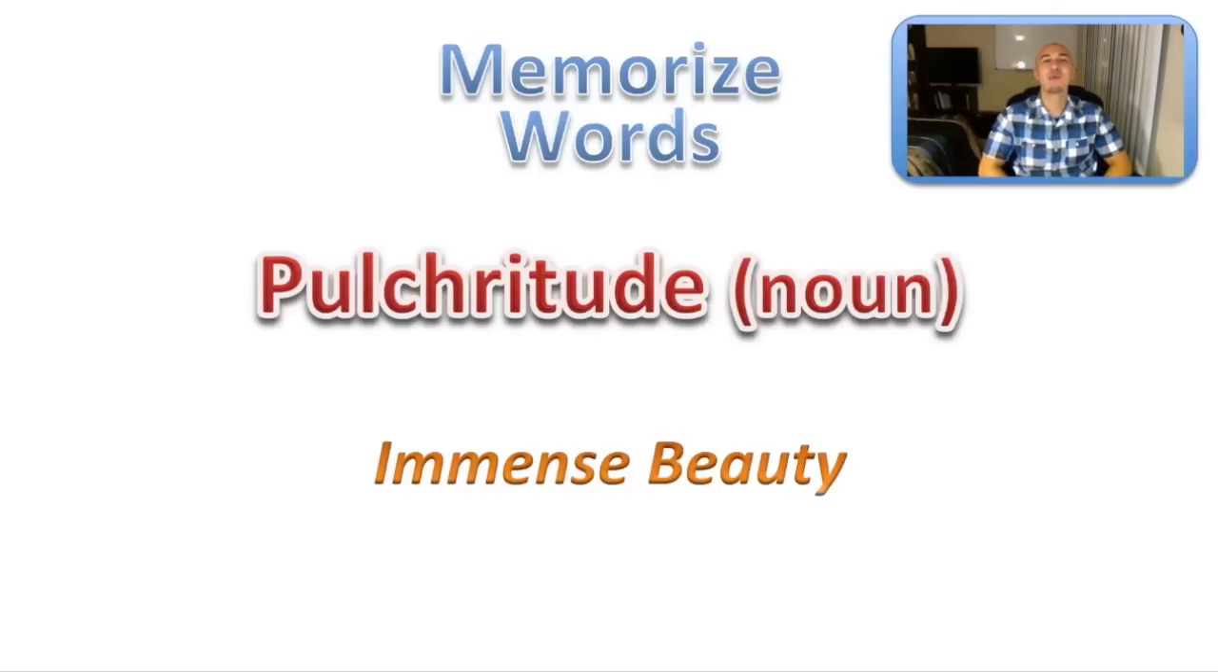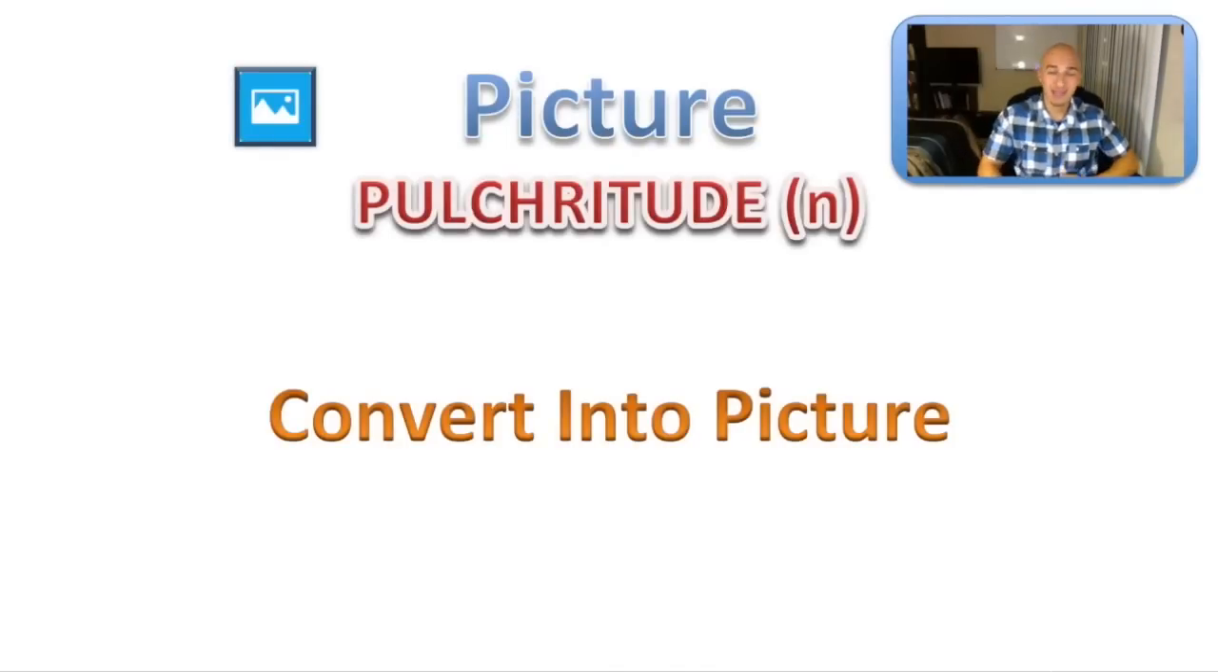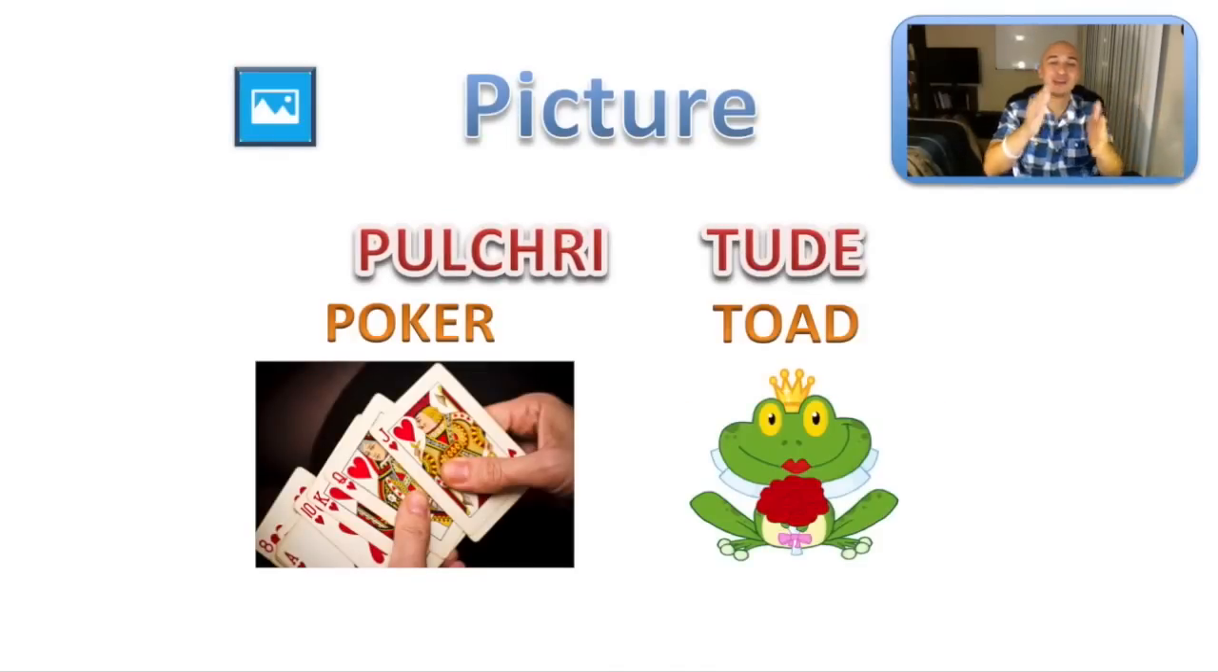Create a process where we're going to create a little story out of this so that we can memorize it and recall it very quickly later on. So pulchritude, again, a noun. Convert that into an image. Pulchrit, I picture poker. Tude, I picture a toad. So there we go. Those are our images for pulchritude.